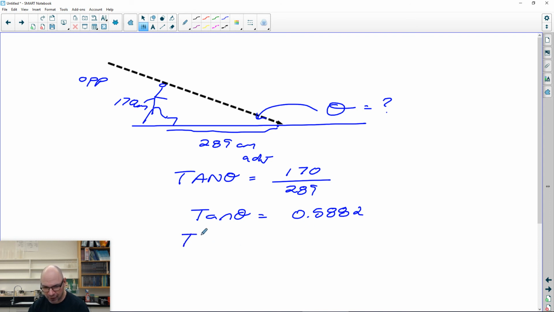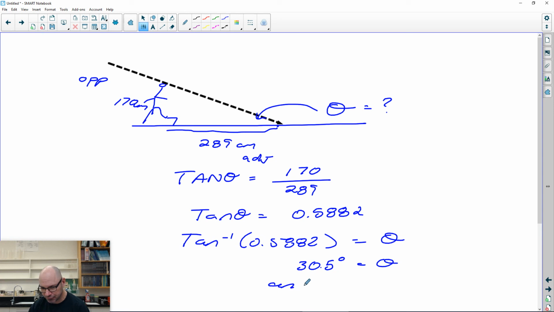Okay, and then we go tan inverse of that number, 0.58882, and that's going to give us the angle of elevation. So we go second function, tan on the calculator of that decimal number, depending if you have forward or backward calculator, and I get 30.5 degrees. So that's our angle of elevation for the sun.